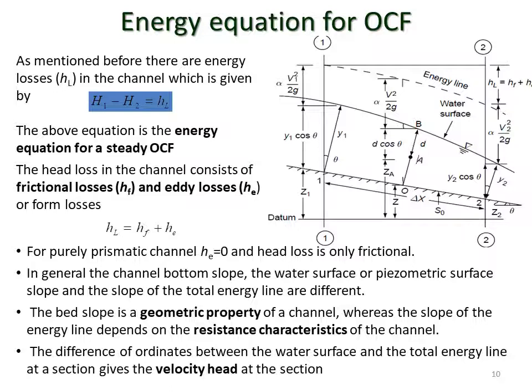For a man-made channel, this is under human control. This can be controlled by us, but for natural channels, this entirely depends on the dynamics of the river or canal, whatever the dynamics of flow. So it's a geometric property, whereas the slope of the energy line depends on the resistance characteristics of the open channel. So it depends on what kind of bottom roughness or boundary roughness the channel offers to the flow.